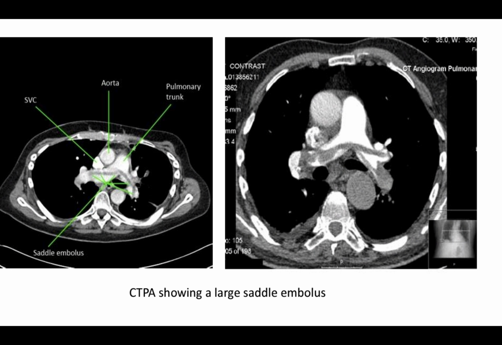A CT pulmonary angiogram, CTPA, revealing a large saddle embolus indicates a critical medical emergency. Here's a breakdown. Saddle embolus location. It describes a large blood clot lodged at the bifurcation of the main pulmonary artery, where it branches into the right and left pulmonary arteries. Severe obstruction. This location causes significant obstruction of blood flow to both lungs, severely impairing oxygenation. Life-threatening. A large saddle embolus can lead to acute right heart strain, hemodynamic instability, and potentially sudden death, requiring immediate medical intervention.